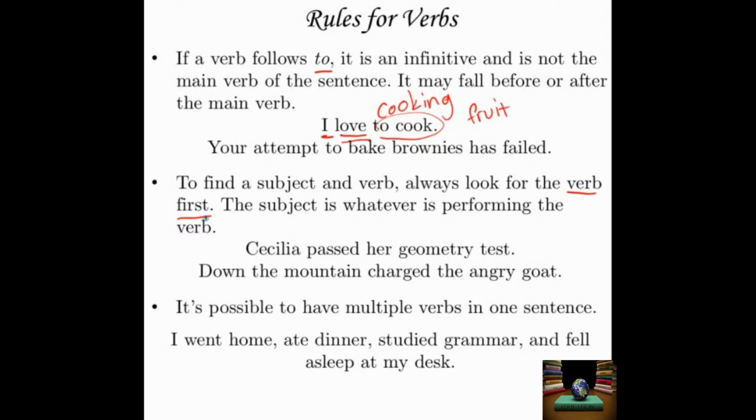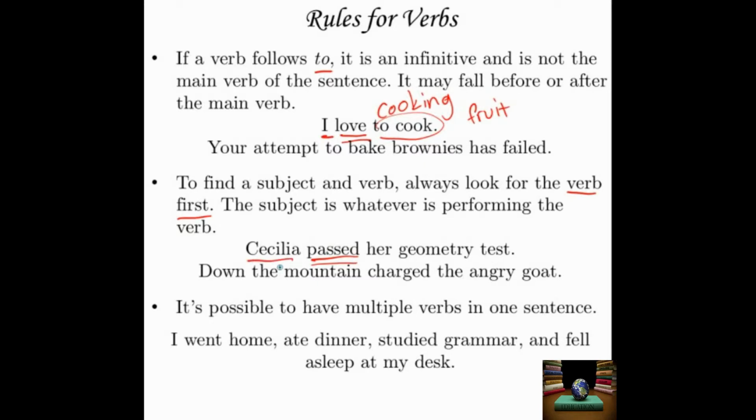Next, to find a subject and verb, again, always look for the verb first, because the core of that sentence is really the verb. The subject is whatever is performing the verb. So, Cecilia passed her geometry test. Well, we know that the verb here is passed, that's the action that's going on, and that is what tells us that it's not geometry test that's the subject, because it's not geometry test that did the passing. It's Cecilia. Good for Cecilia.